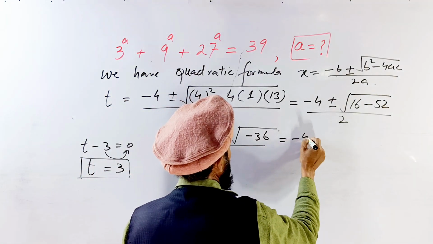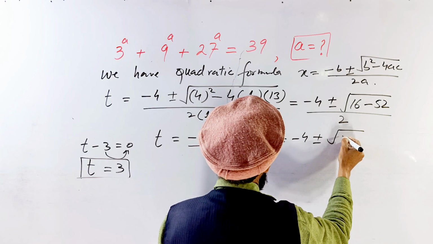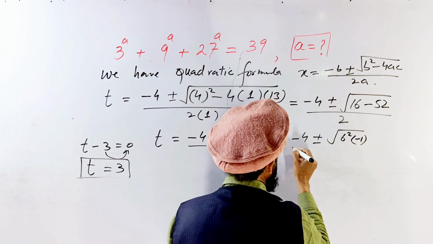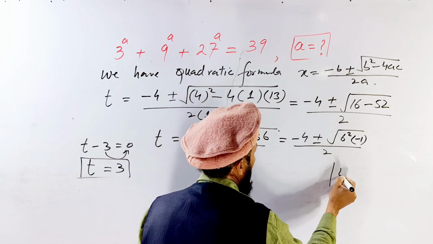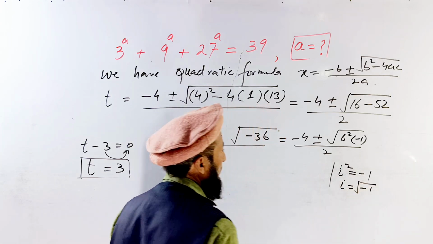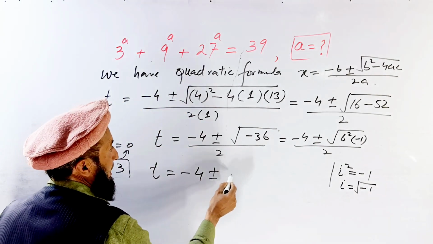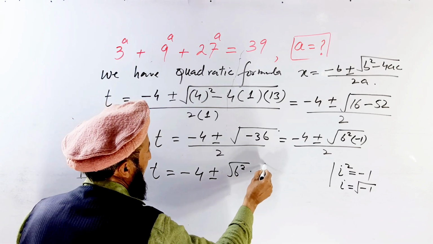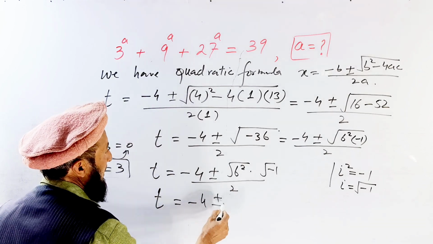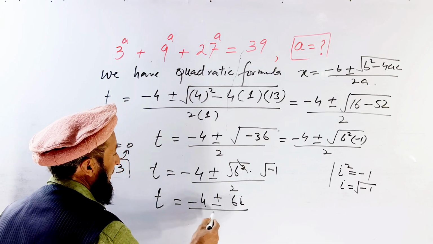Now we can write minus 4 plus minus root of 36, which is 6 square, and also minus 1, divided by 2. As we know that iota square is equal to minus 1, and iota is equal to the square root of minus 1. According to this property, we get plus minus 6 square under the root and minus 1, divided by 2. So t is equal to minus 4 plus minus 6 iota divided by 2, in place of root of minus 1 we write iota.